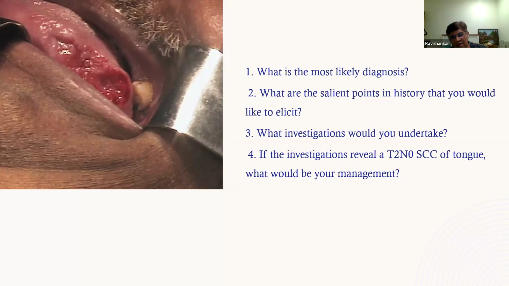You want the radius bone as well? No, sir. Only a fasciocutaneous flap. Okay. And what else will you do?